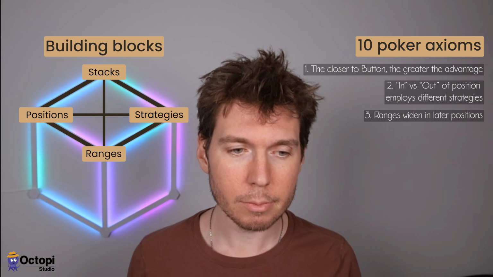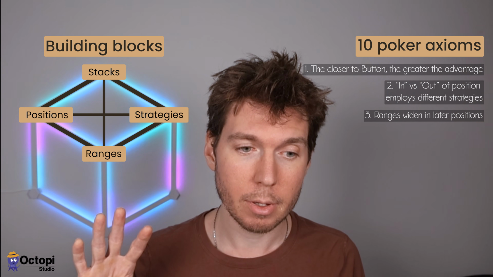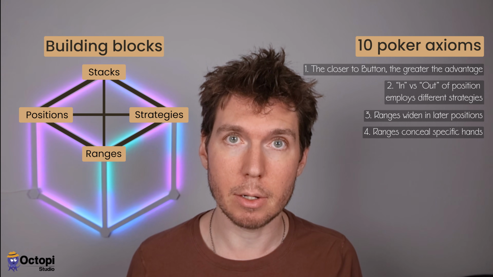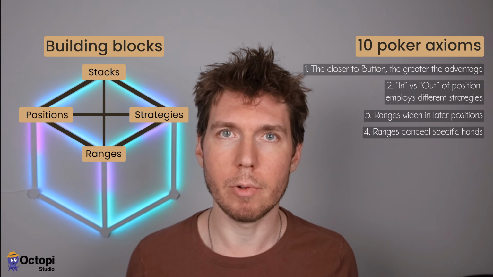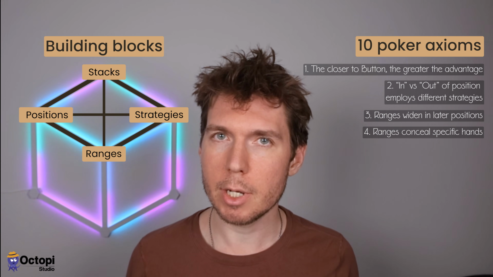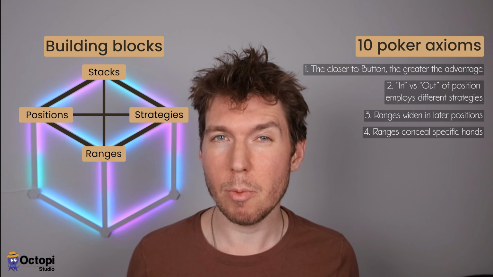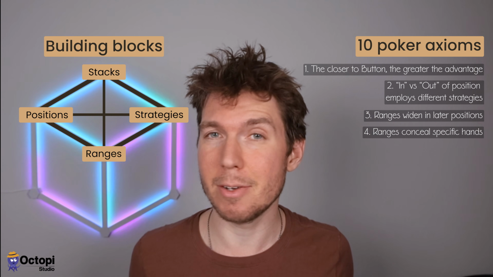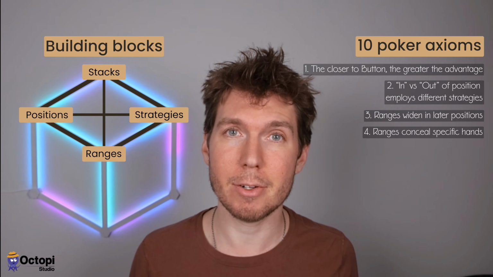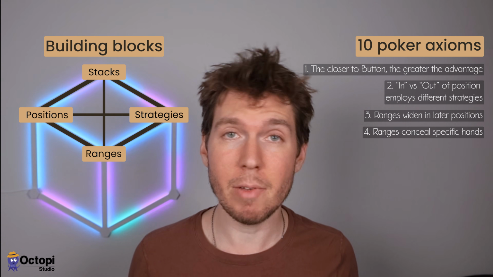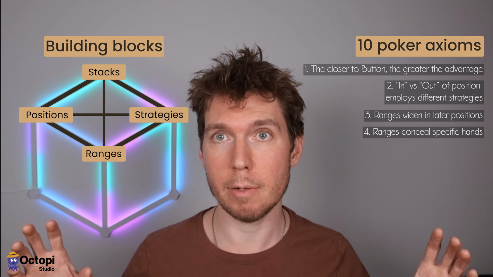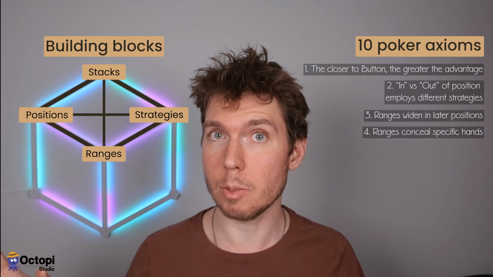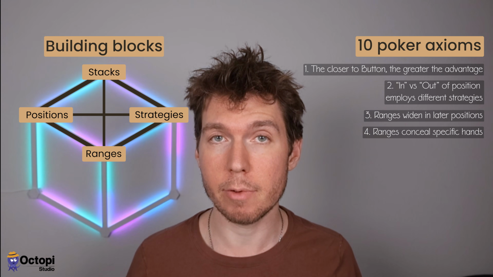The fourth is that your hand is concealed by your range. And I find that this is particularly helpful for a lot of newer players. We touched on this idea earlier, but really what it comes down to is that your opponent doesn't know what your cards are, and you don't know what theirs are either. So given that, the best thing we can do is to approach things from this meta perspective, where we consider what all the possible hands are that a certain player could have.